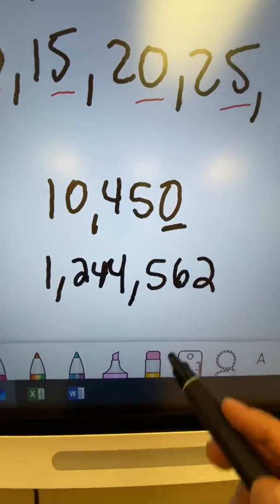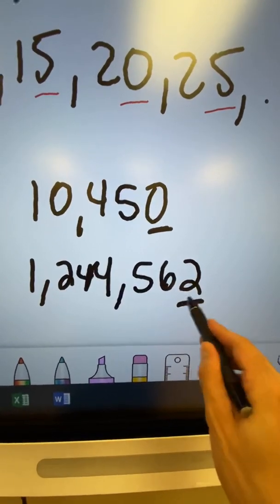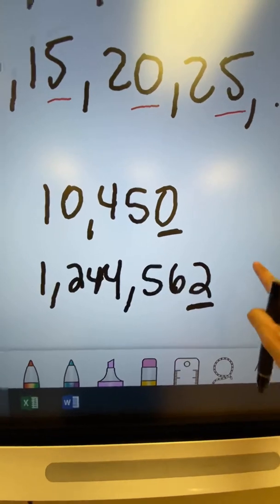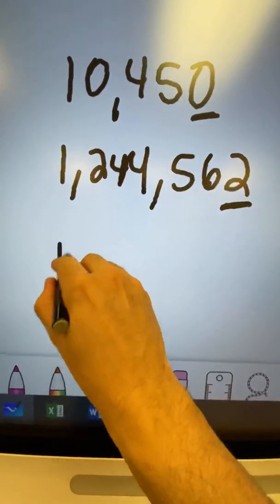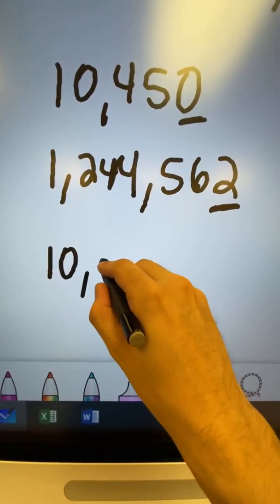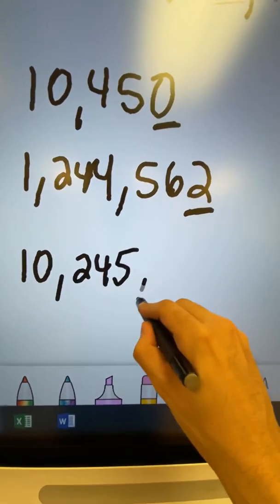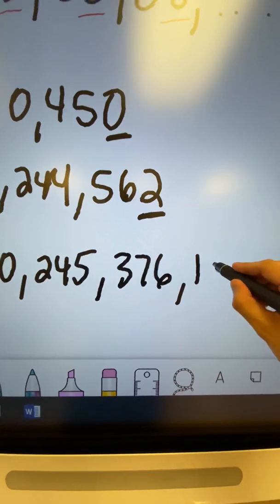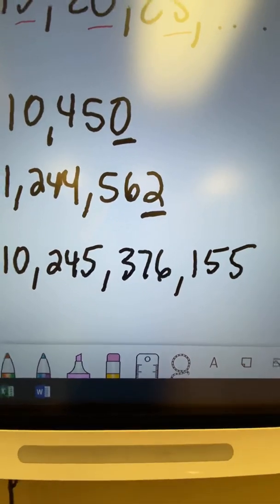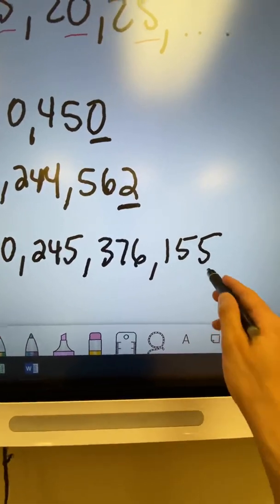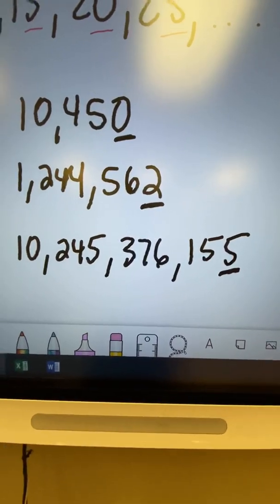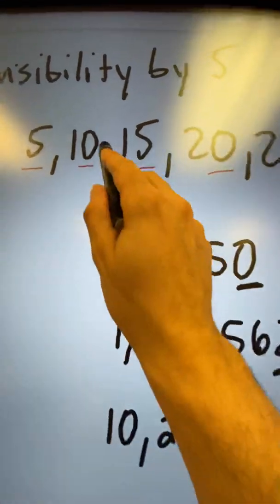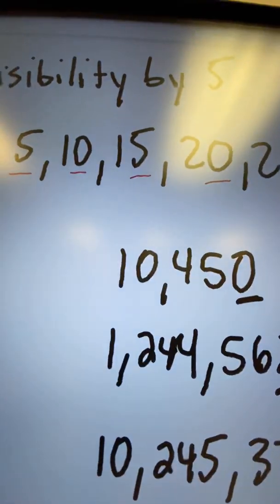And I also know, for example, that if I had a number like, let's say, 1,244,562, it is not divisible by 5 because the ones place ends in a 2, and it needs to end in a 0 or a 5. And then the last example, if I had a number like 10,245,376,155, then this is divisible by 5 because, again, there's a 5 in the ones place. So this is the divisibility rule for number 5. So a number is divisible by 5 if it ends in a 0 or a 5.